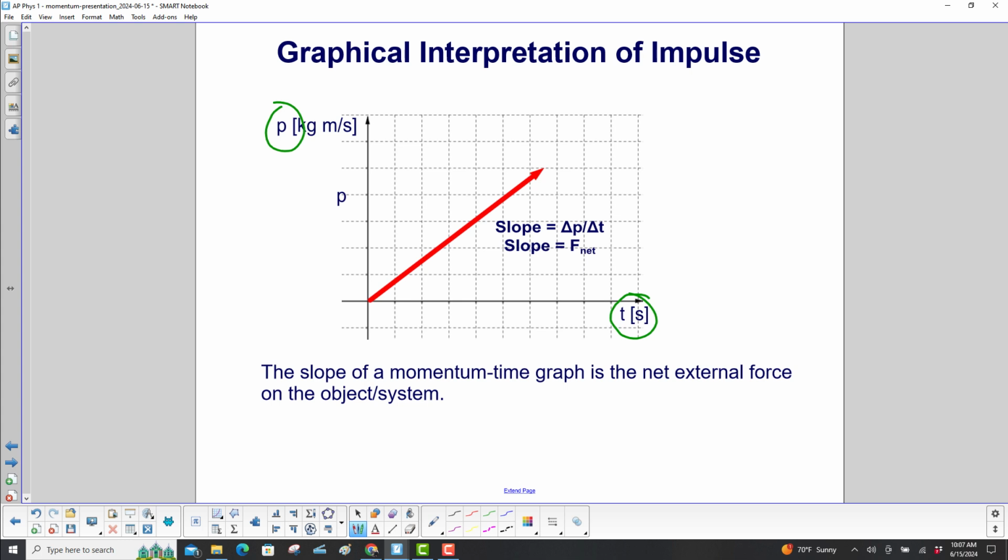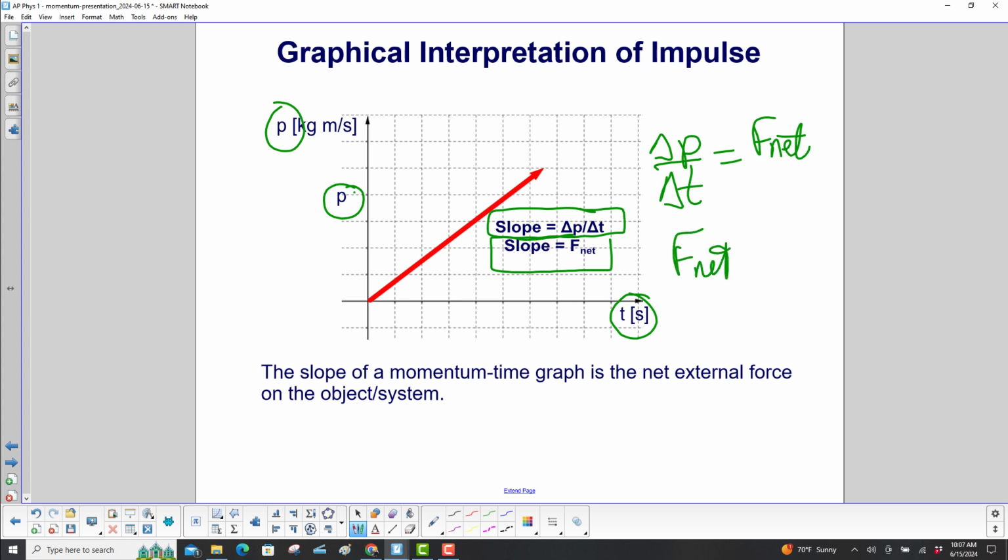It's rise over run, or delta y over delta x, or in this case, the change in momentum over the change in time. And what is that? Well, that's the net force that's acting on the system, or your object. So because F delta t is equal to delta p, you have delta p over delta t equals F net, and then multiply both sides, and you get F net delta t equals change in momentum, the impulse momentum equation.